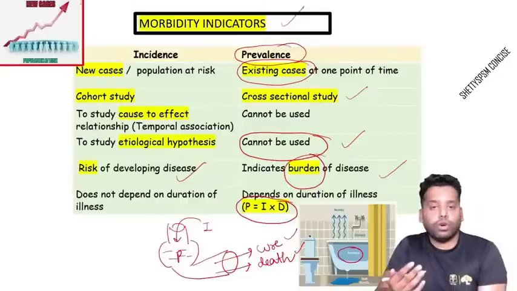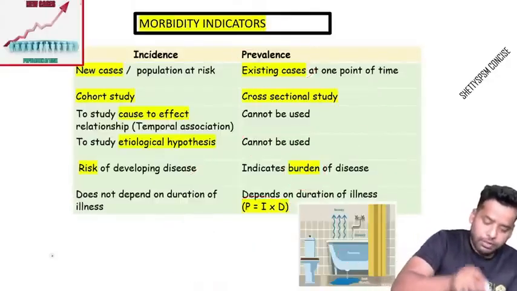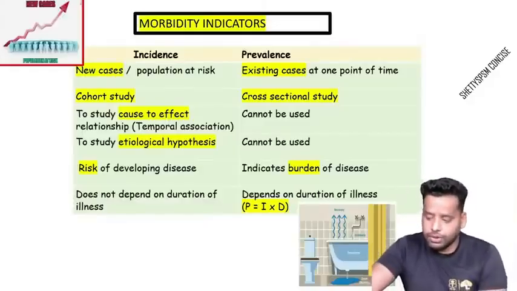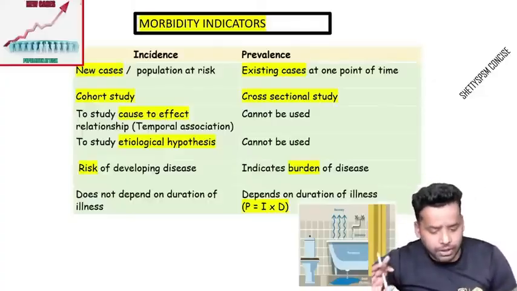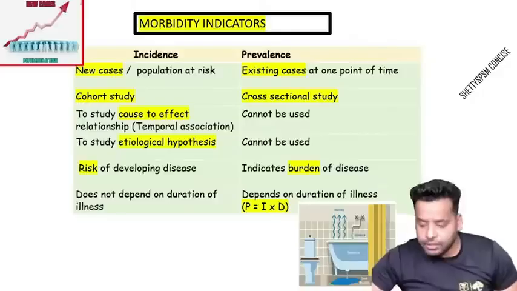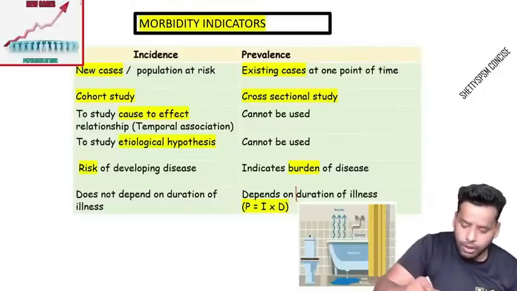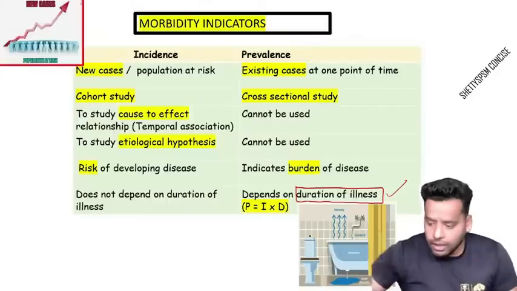Prevalence is more for chronic diseases. Tell me true or false. Prevalence will be more for chronic diseases. Very easy question I'm asking. Long-standing illnesses like diabetes and hypertension will have more prevalence. Prevalence depends on duration of illness. Again I'm asking true or false. Listen to the words properly.